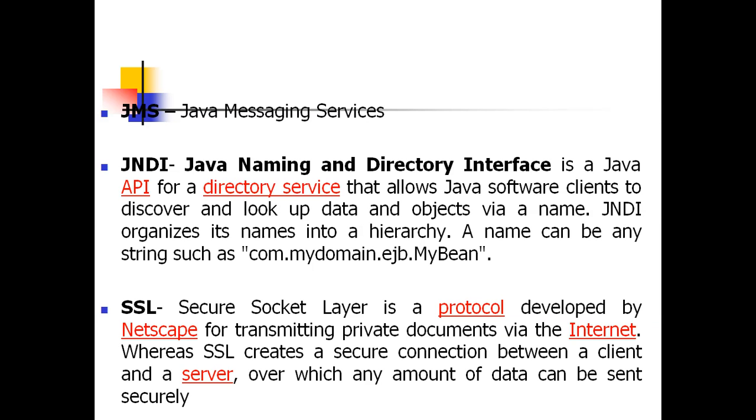And Secure Socket Layer is a protocol developed by Netscape for transmitting private documents via the internet, like file transfer protocol, where we send files from one system to another system. In J2EE we have Secure Socket Layer, and SSL creates a secure connection between client and server, over which any amount of data can be sent securely. So any amount of data can be sent securely by this SSL.